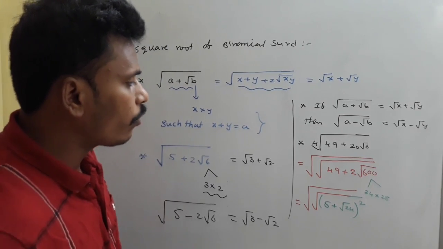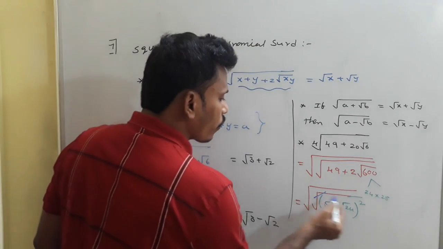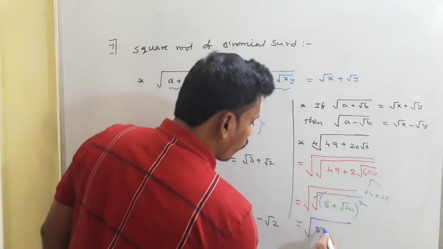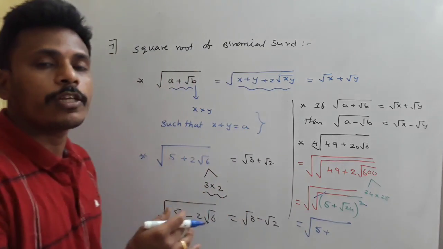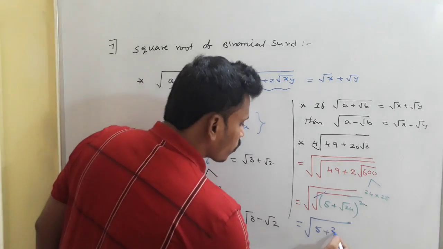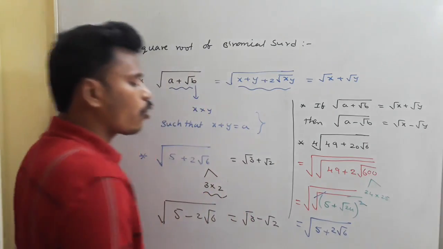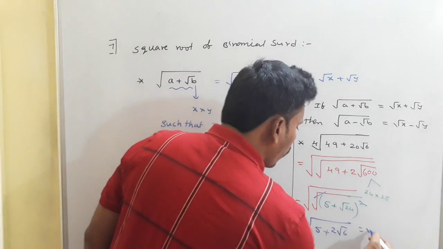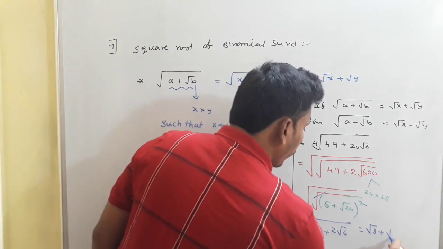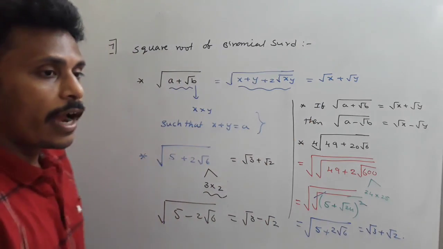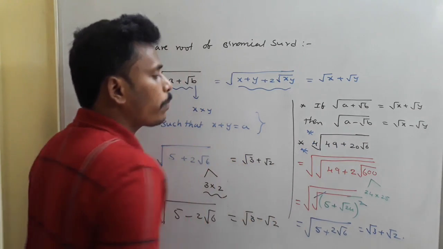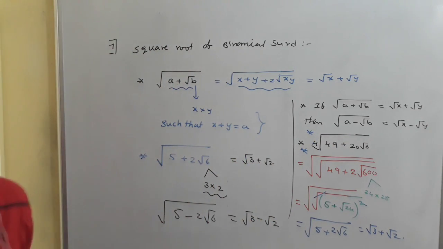So then what do we do? This square root and square get cancelled. This is again square root of 5 plus root 24, and root 24 means root 4 into 6, which is 2 root 6. I have the square root of 5 plus 2 root 6, and the square root of 5 plus 2 root 6, we already found as root 3 plus root 2. And finally, the fourth root of 49 plus 20 root 6 is simply nothing but root 3 plus root 2.